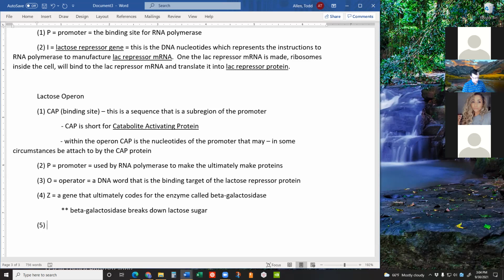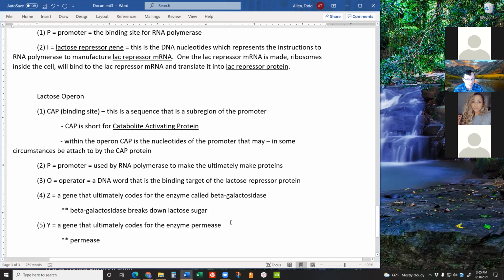Number 5, gene Y. Gene Y is a gene that ultimately codes for the enzyme permease. Permease is the enzyme that helps bring lactose into the cell. Permease, permeate, perforated notebook paper with holes. You see the connection there? Permease helps the sugar permeate into the cell.